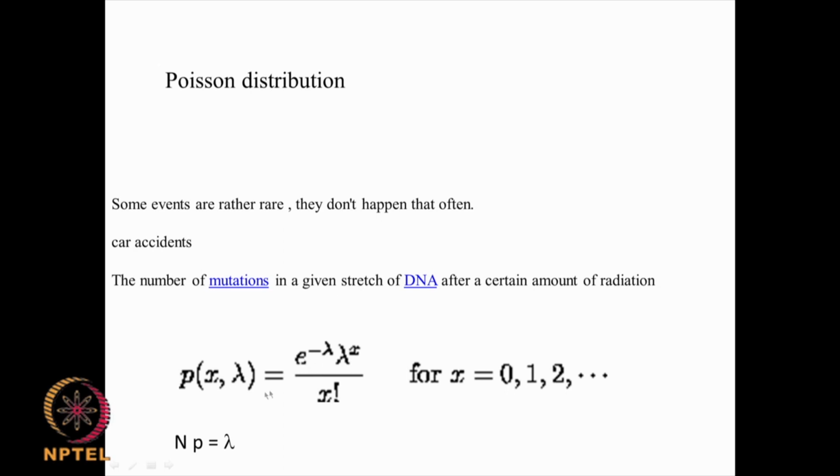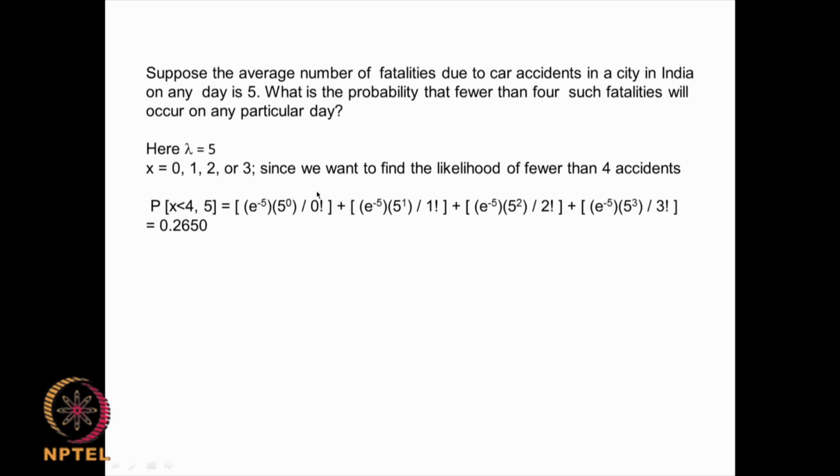Okay. So, the equation is like this: e power minus lambda, lambda to the power x, divided by x factorial. The lambda is given by this relation, n is the total data set, p is the probability of occurrence. So, x could be 0 if you are looking at 0 events, x could be 1 if you are looking at 1 event, 2, 3 and so on actually. Okay. So, let us look at an example.